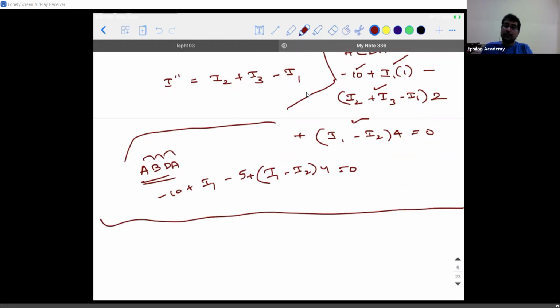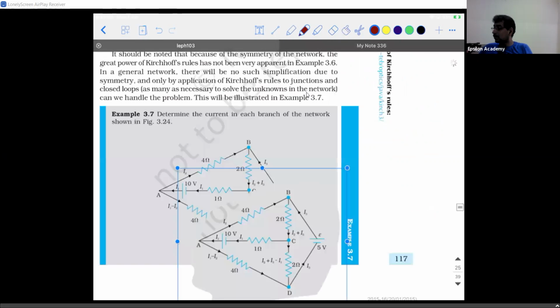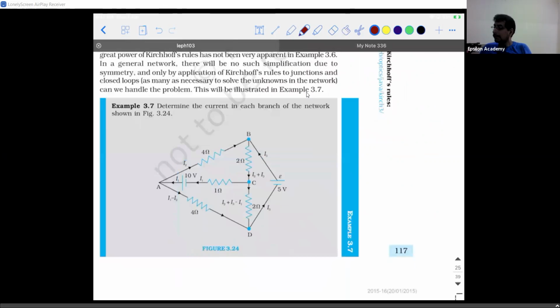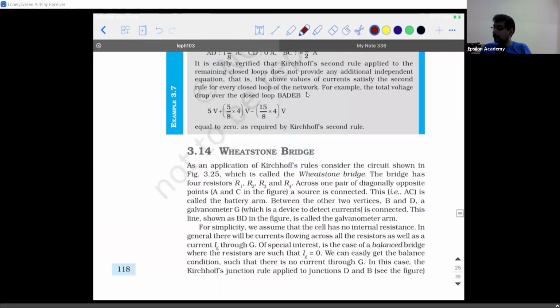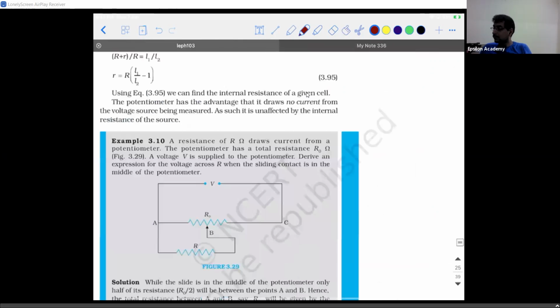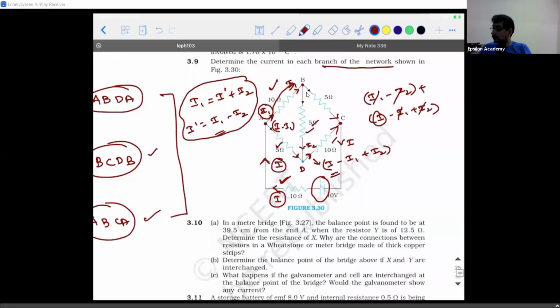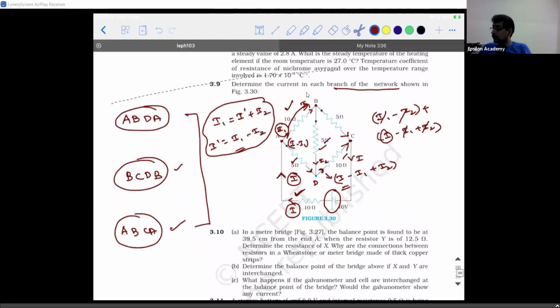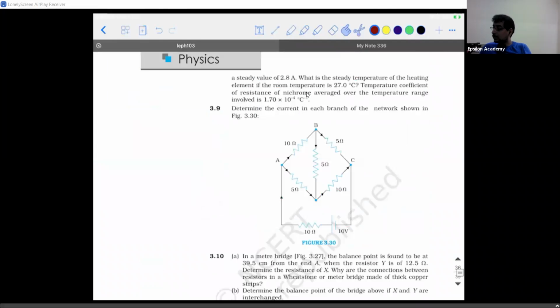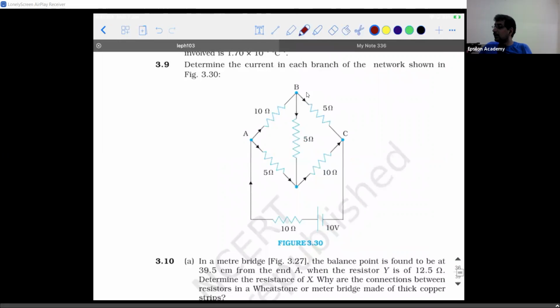Based on this logic, we will try to solve another problem. Listen to this, guys. We will take another problem and solve it. Determine the current in each branch of the network which is shown in the figure. Here in this problem, how many cells do you have? You have only one cell.